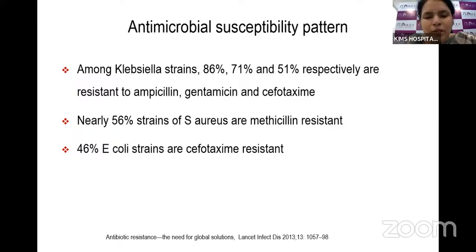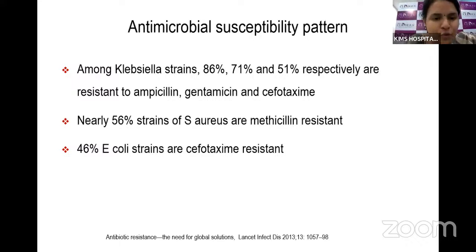Again, among Staphylococcus aureus, more than one half of the isolates tend to be MRSA, which is methicillin-resistant Staphylococcus aureus, and hence clearly these organisms are unlikely to respond to the beta-lactams and may require vancomycin. Among E. coli, again, up to 46% can be cefotaxime resistant. So we clearly get the message that the WHO's recommended first-line empirical antibiotic choice, which is a combination of ampicillin and gentamicin, doesn't really work in more than 80% of Klebsiella, which earlier was the most common organism.